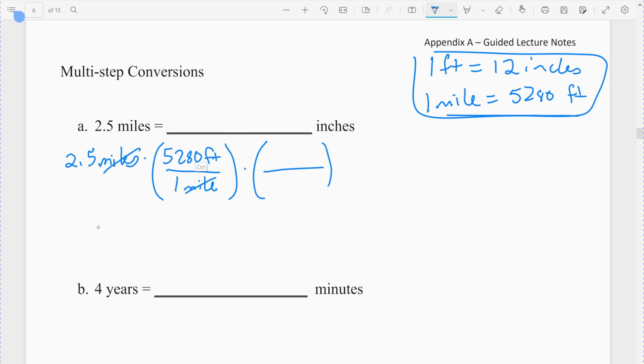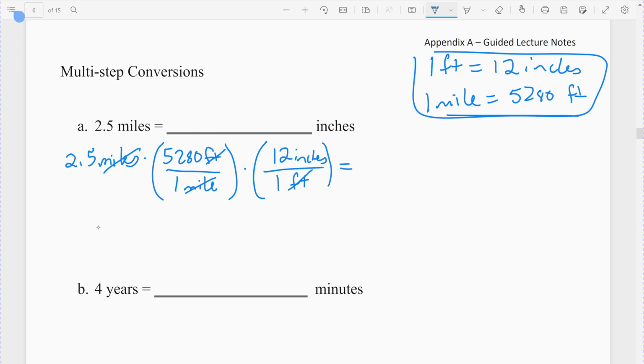And so I want to get rid of feet. I know I have 1 foot for 12 inches, so I want to put my 1 foot in the bottom, because I want to cancel out feet. And I want to be left with inches. Well, I know there are 12 inches per 1 foot. The feet will cancel out and leave me with what I'm looking for, which is my inches.